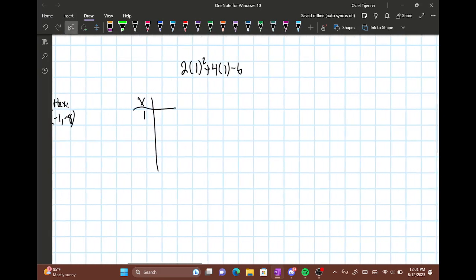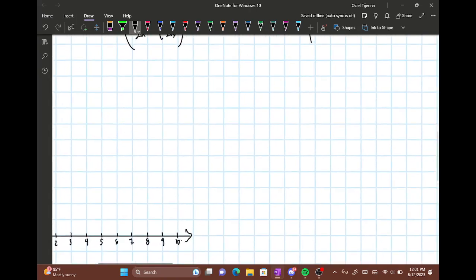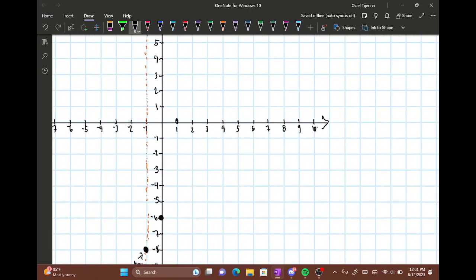So then this gives us 2 plus 4 minus 6. This is 6 minus 6, which is 0. So obviously I know that we have 1 comma 0. That is one of my x-intercepts, but we'll get to that in a minute.